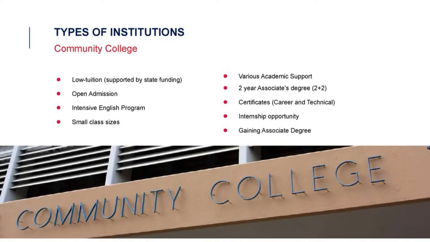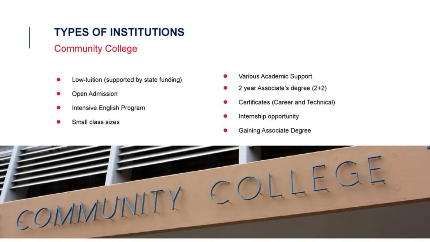The other thing is small class sizes. Usually community colleges have smaller class sizes than public or private universities or four-year institutions. As for academic support, community colleges are socially oriented institutions. They support the students. They give an opportunity to retake an examination if you fail, a second time. They give an opportunity to withdraw from some credits if you understand that you are not doing well in a course. The next thing is, as I said, when you finish community college, you get an associate degree.